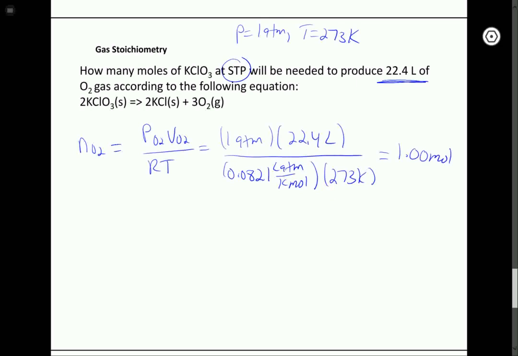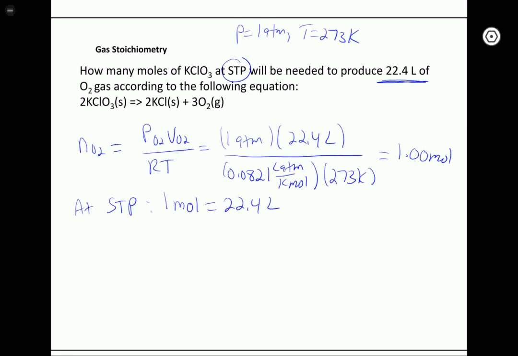So there is a conversion factor you could use, which is that at STP, for any ideal gas, 1 mole has a volume of 22.4 liters. Now I'm hesitant to introduce this conversion factor because it only applies to STP, and if you don't remember that key point, people are going to start using it willy-nilly, and it doesn't apply at other temperatures and pressures. But we do see that at STP, 1 mole of gas has a volume of 22.4 liters.